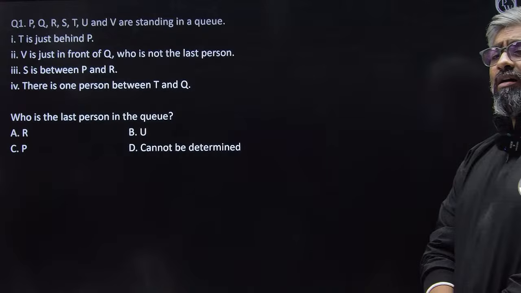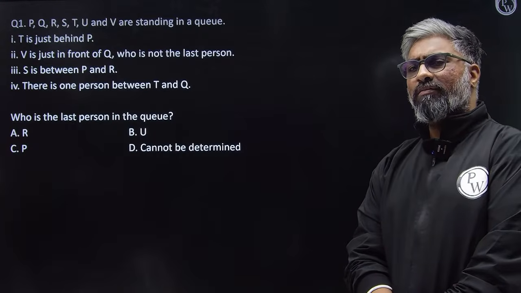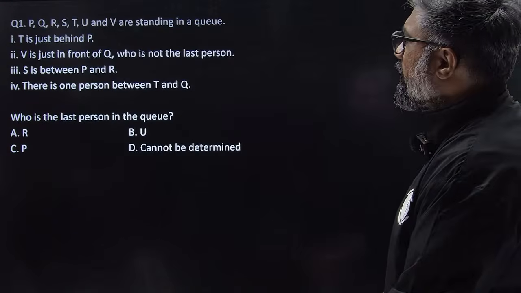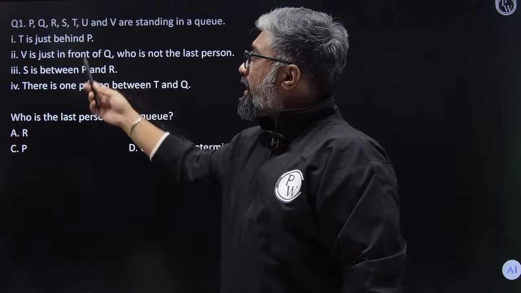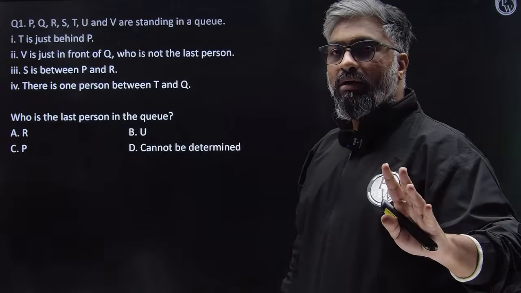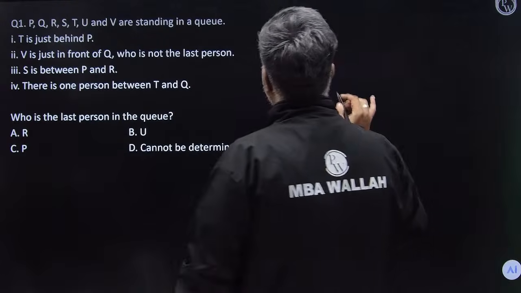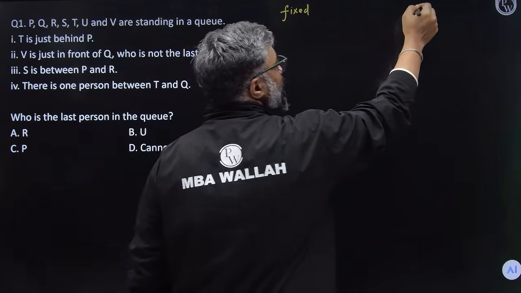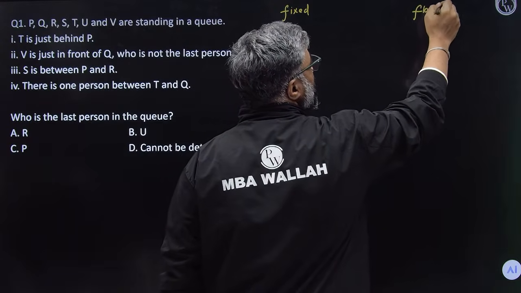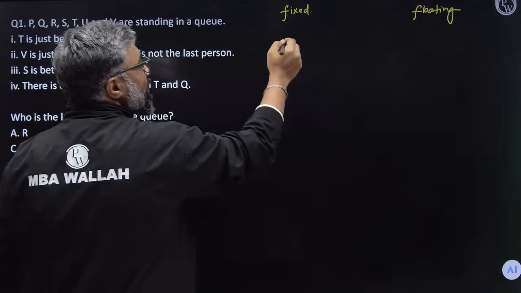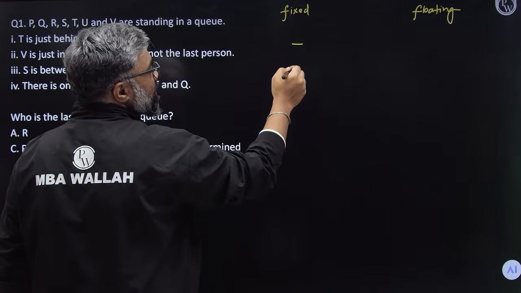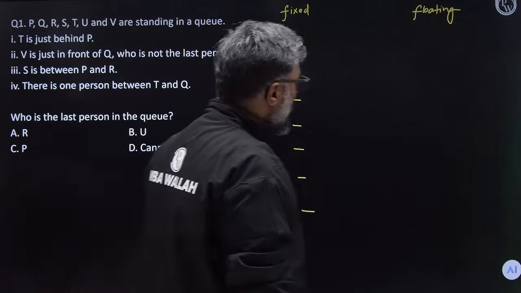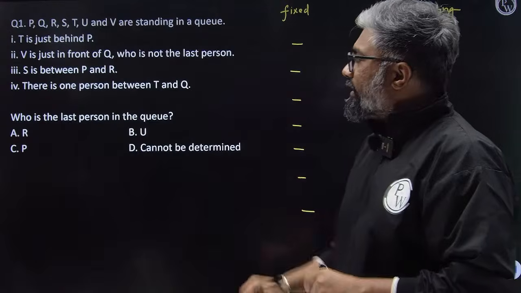Is this even a complicated question? It is not. It might look like, okay, 7 people I need to arrange, but then it's very smooth. What are they saying? T is just behind P. Now you tell me, can I do a fixed arrangement or should I be trying a floating arrangement here? By fixed arrangement, I mean there are 7 people, so I put 7 slots, 1, 2, 3, 4, 5, 6, 7. Will I be able to place anywhere here directly?